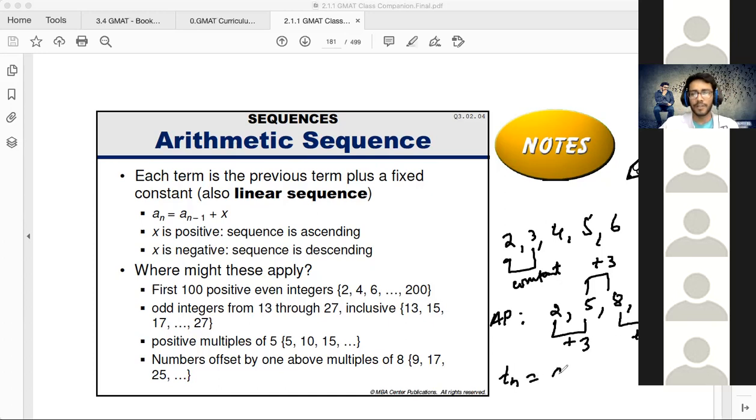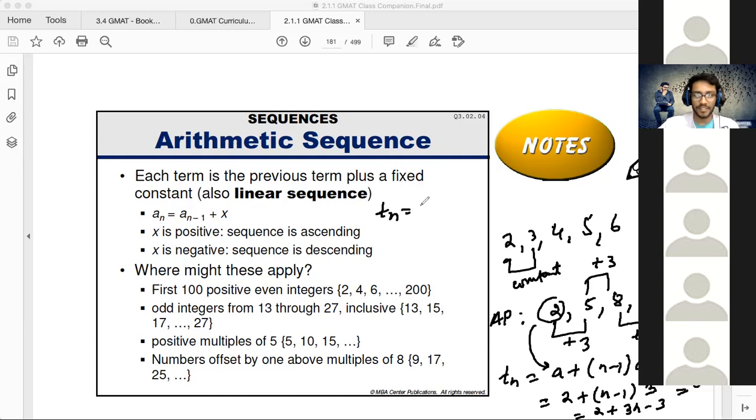So how will you calculate the nth term? A very simple formula is there: a plus n minus 1 into d. What is a? a is my first term. And what is d? d is my common difference. So I'll write 2 plus n minus 1 into d. The common difference is 3. So what will I get? 2 plus 3n minus 3, so I'll get 3n minus 1. This means the nth term is 3n minus 1.